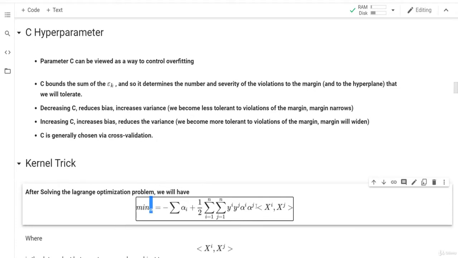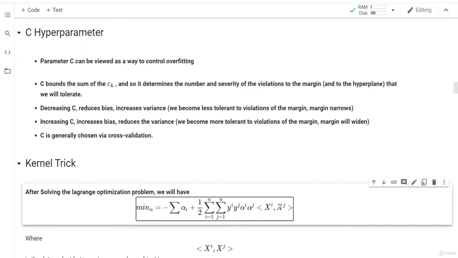You can see that we don't really have w's anymore in the equation. We have only alpha, so we want to optimize or minimize alpha. And in order to minimize alpha, this is the equation we have. We have negative summation of alphas, and then plus half summation over n and summation over n also. But as you can see here, we have i j and i j, and here we have xi and xj.